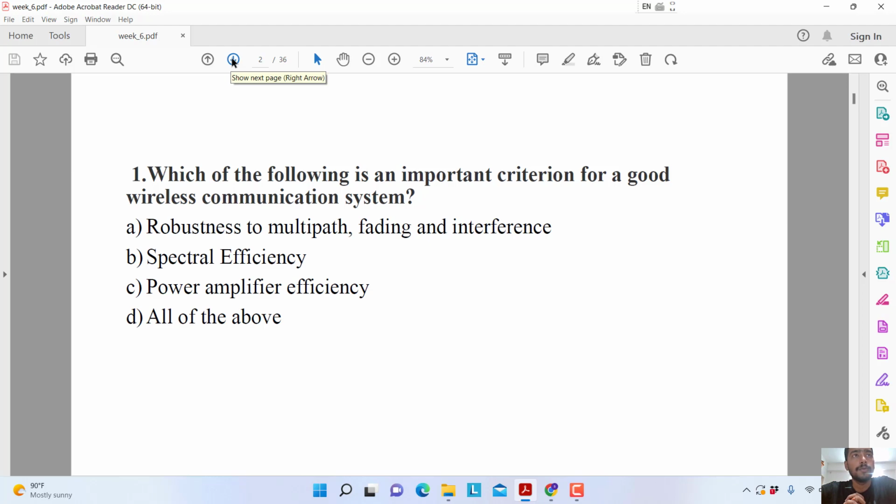Option A is robustness to multipath fading and interference. B is the spectral efficiency. C is the power amplifier efficiency. D is all of the above. Guys, try these questions and you can comment your answer.